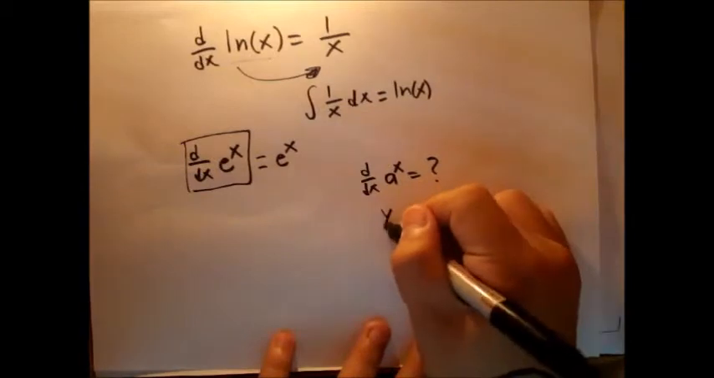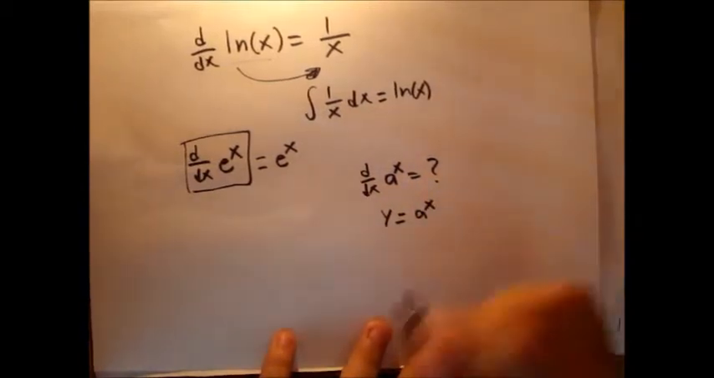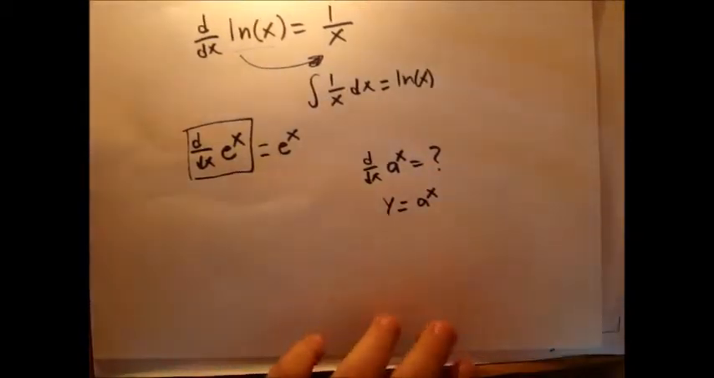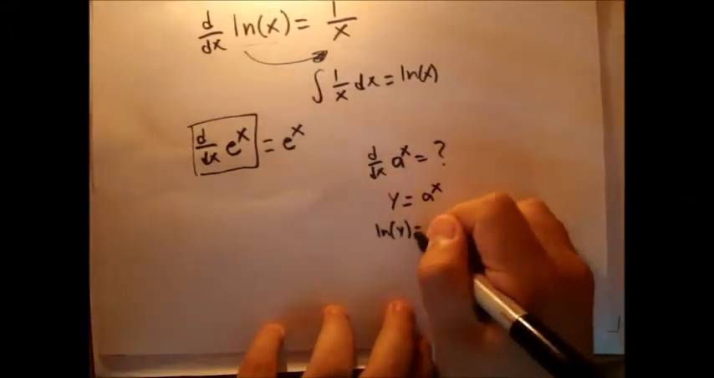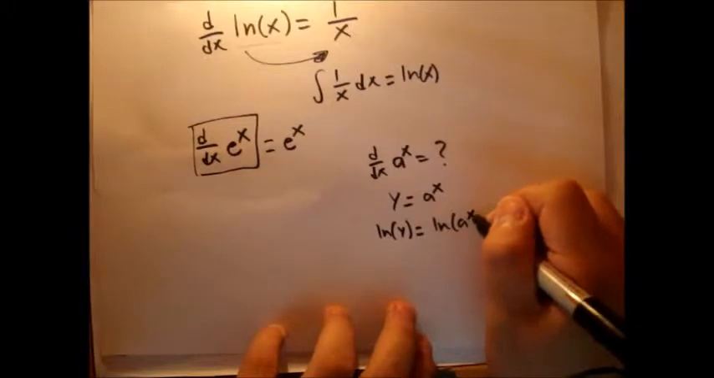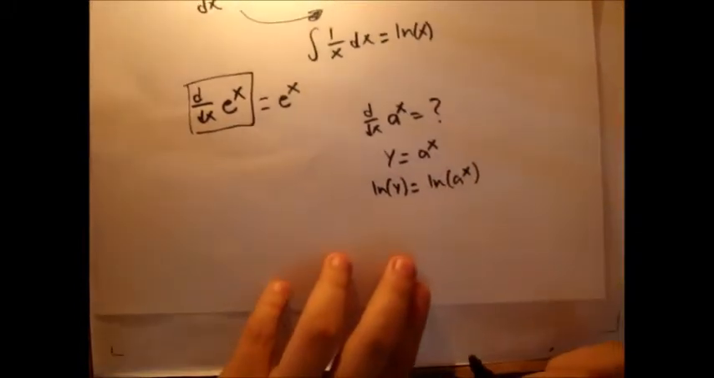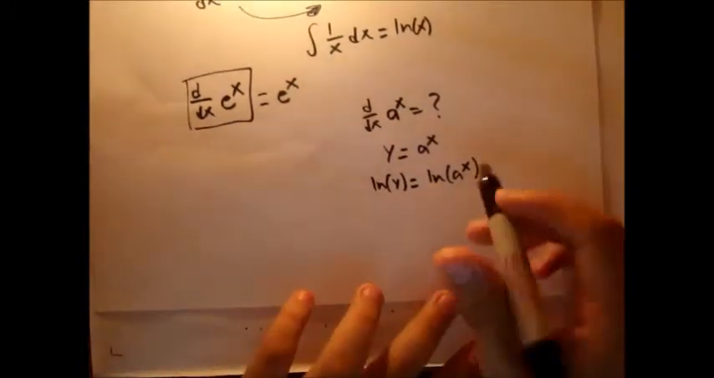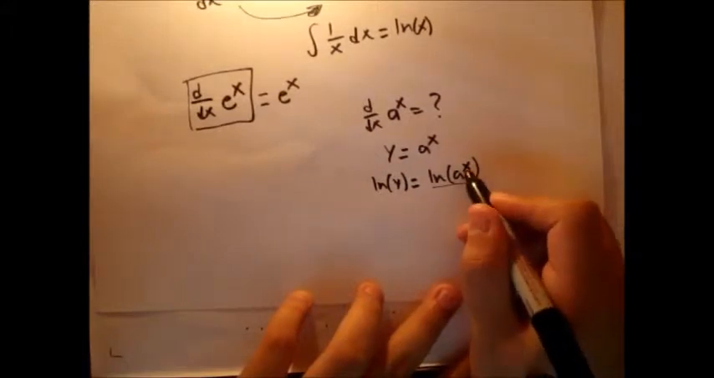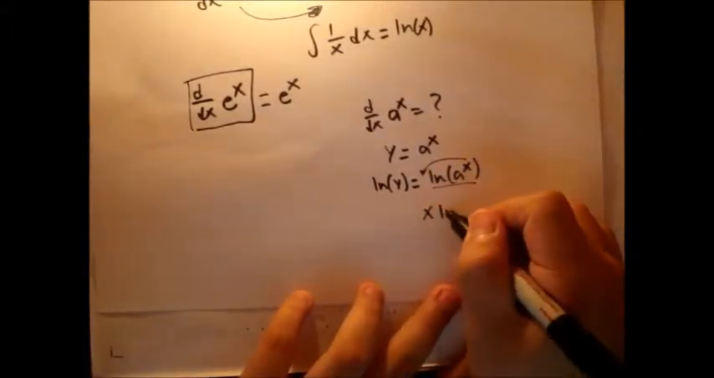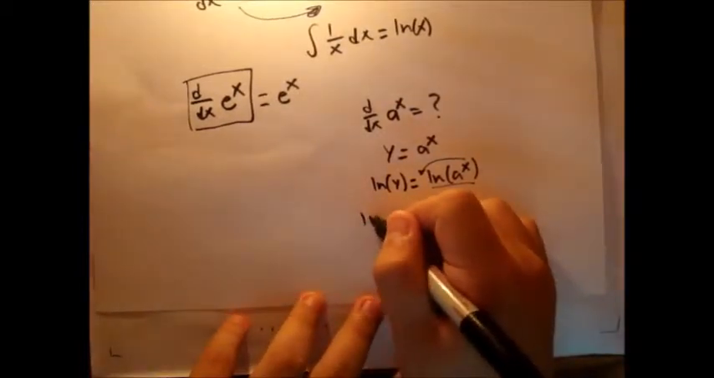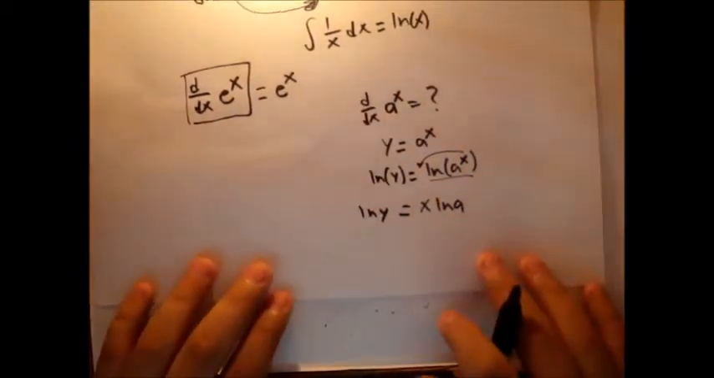So let's actually write y equals a to the x. We're going to use implicit differentiation. Now, if we take the logs of both sides, in other words, ln of y equals ln of a to the x, of course. Now, what happens is we're actually exploiting a property of logs. Because there's a power here, we can actually bring it into the coefficient. x ln a equals ln y. Okay, we're almost done, don't worry.